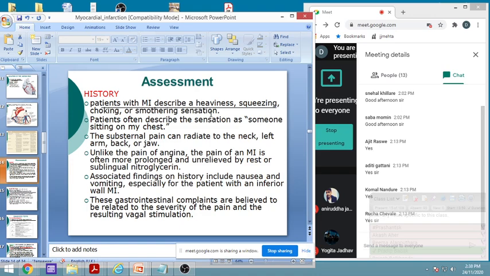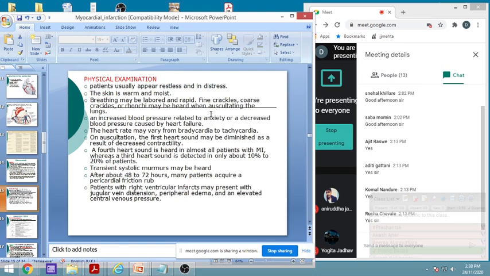The associated findings in the history include nausea and vomiting, especially for patients having inferior wall MI. These gastrointestinal complaints are believed to be related to the severity of the pain and the resulting vagal stimulation. So these are responsible for the pain.